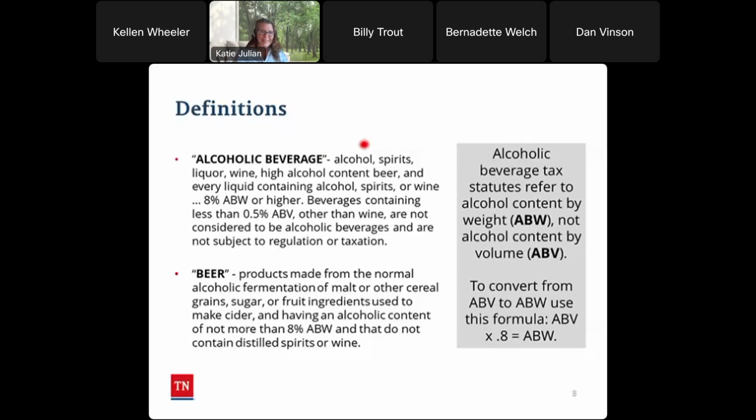Beer: products made from the normal alcoholic fermentation of malt or other cereal grains, sugar, or fruit ingredients used to make cider, and having an alcohol content of not more than 8% alcohol by weight, and that do not contain spirits or wine. Of course, high alcohol content beer is going to be beer that has more than 8% alcohol by weight.